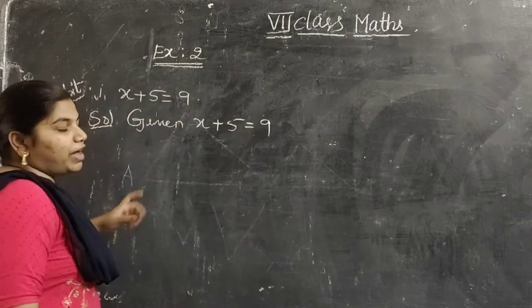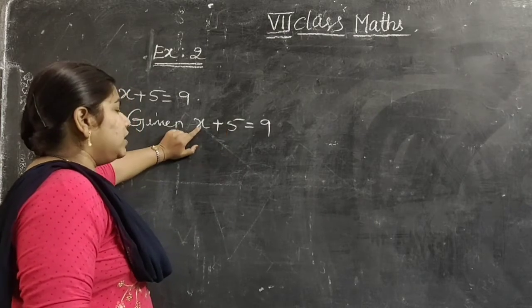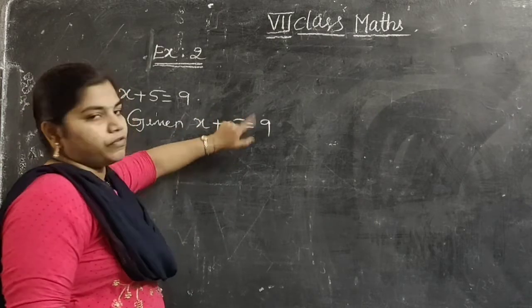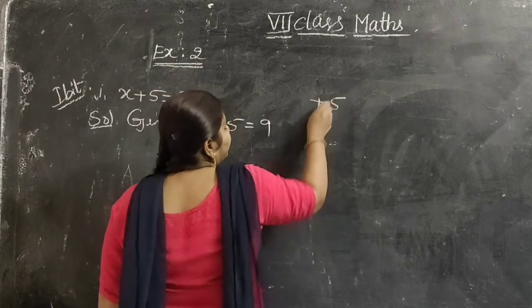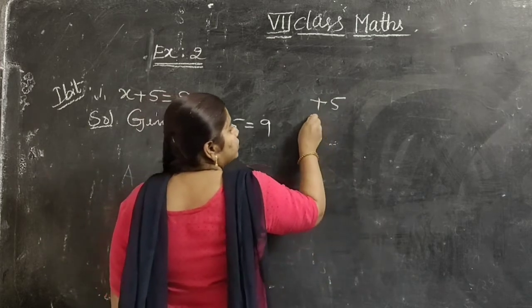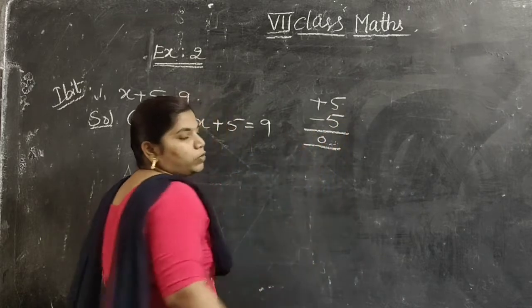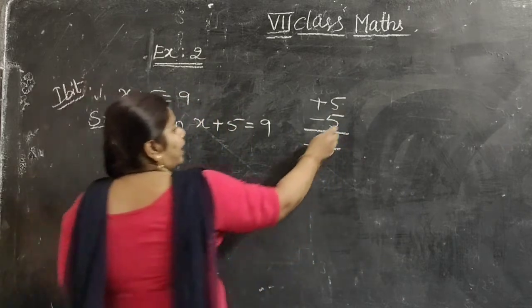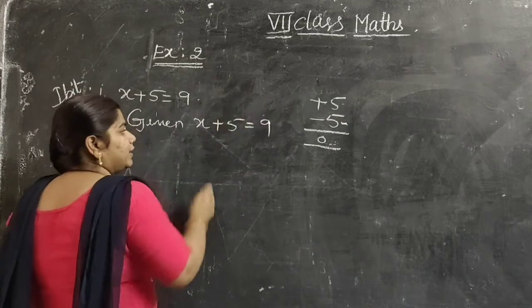Which number do we have to eliminate here? Plus 5 is linked with x, so we have to eliminate this plus 5. To eliminate it, which number do we have to subtract? The opposite sign value. The opposite value will be minus 5. Plus 5 minus 5 will be equals to 0. So this minus 5 we have to add on both the LHS part and the RHS part.